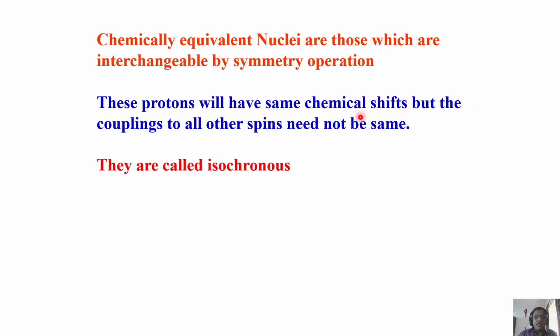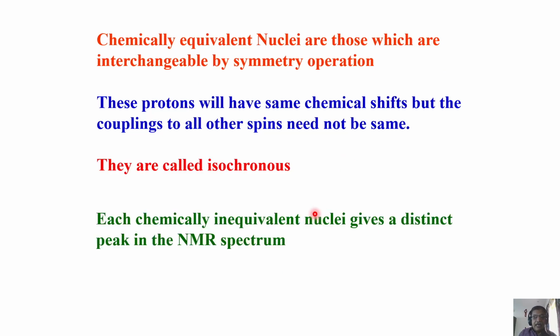Such protons which are chemically equivalent will have the same chemical shift, but the coupling to other spins need not be the same. What is the coupling? I have not even introduced scalar coupling. I only gave some introduction when I introduced interaction parameters. We will come to that later. But remember, coupling may be different, but so long as they are chemically equivalent, they are called isochronous nuclei.